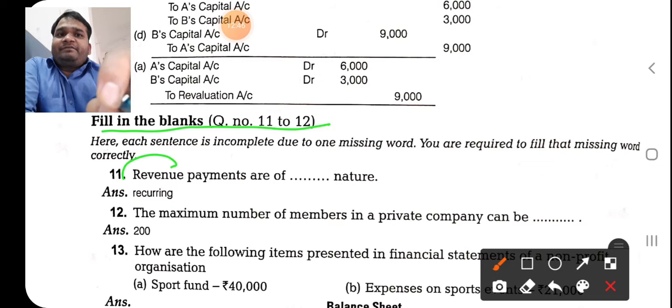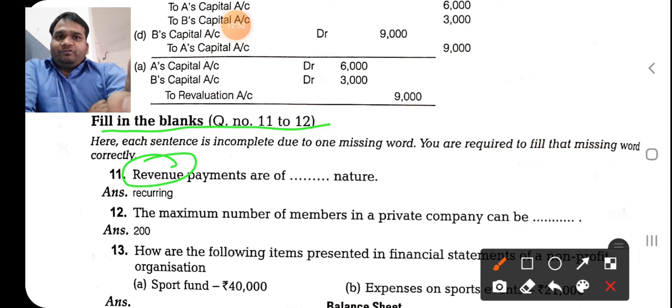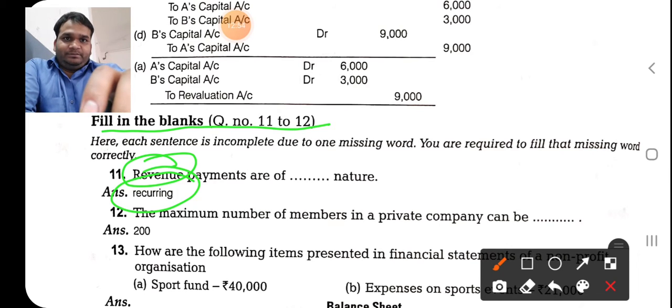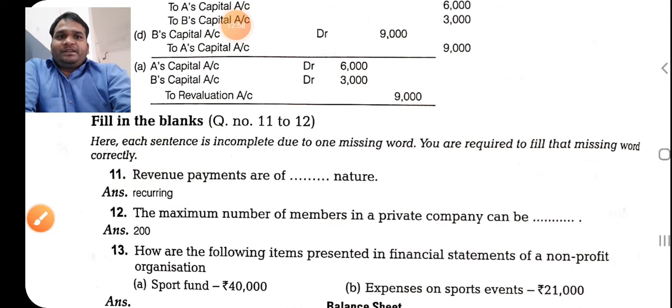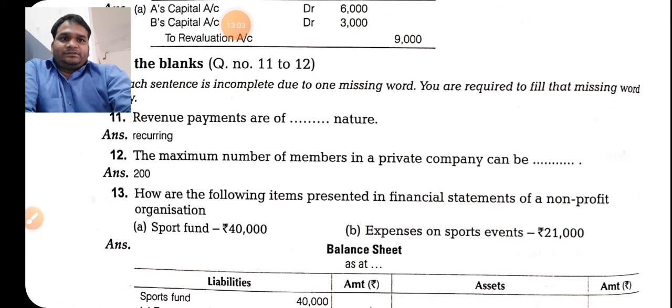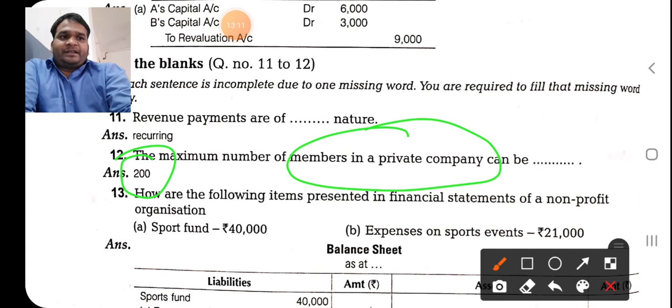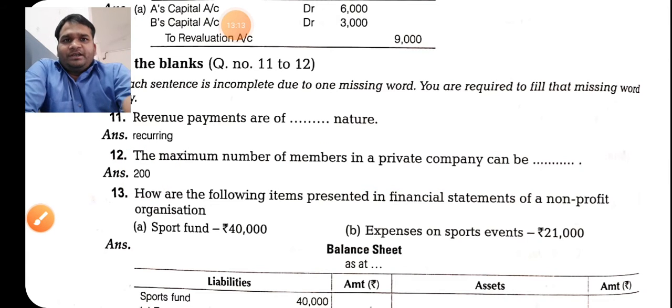See, when the word revenue comes, it means it is of recurring nature. So the word missing over here is recurring. All right, the next one says the maximum number of members a private company can have, so the limit is 200 for that. So this is the point which you should remember.